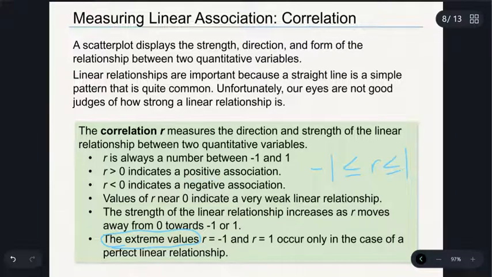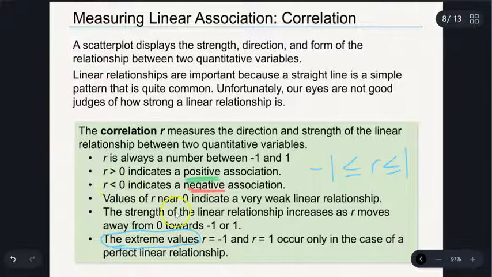Let's try that again, and let's use colors. Let's make positive green, and we'll make negative red. So a value greater than 0 is positive, and less than 0 is negative.